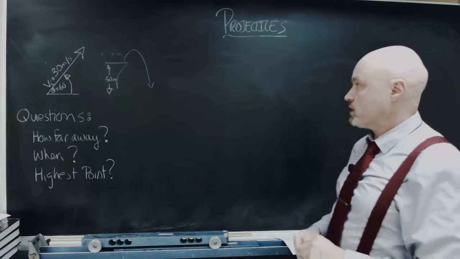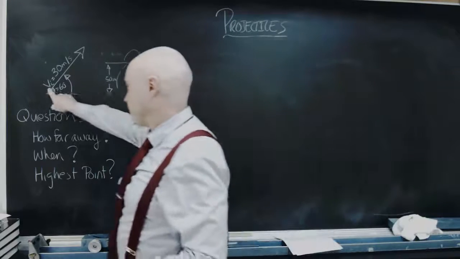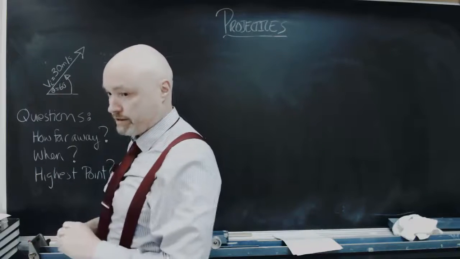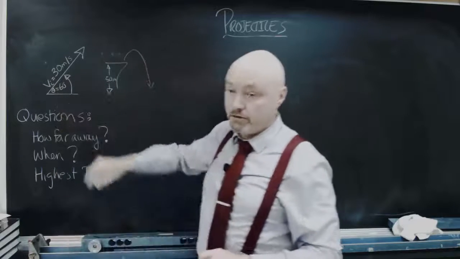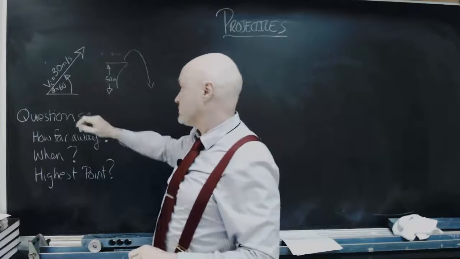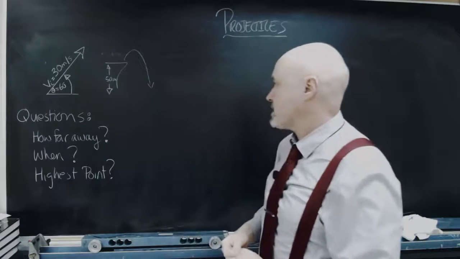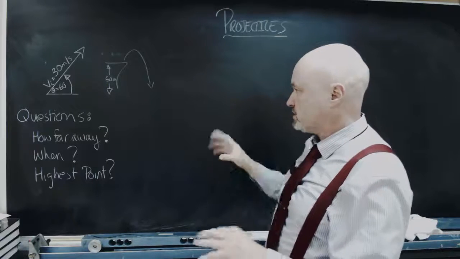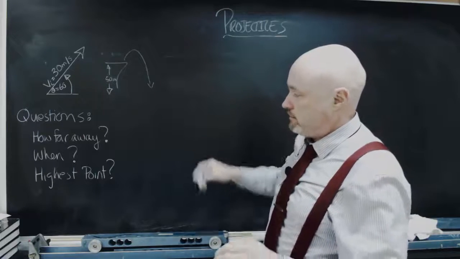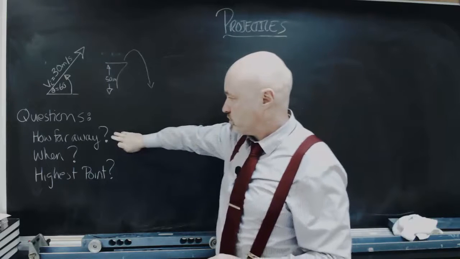So here's a projectile problem. Somebody throws a rock with a velocity of 30 meters a second with an angle of 60 degrees above the horizontal. They're standing on a 50-meter cliff, and we can ask a lot of questions about this to try and use those projectile equations.